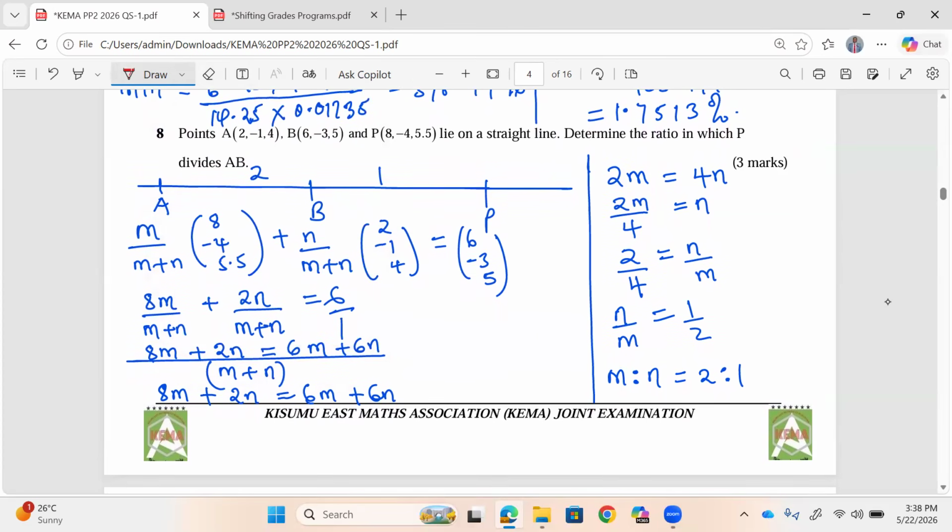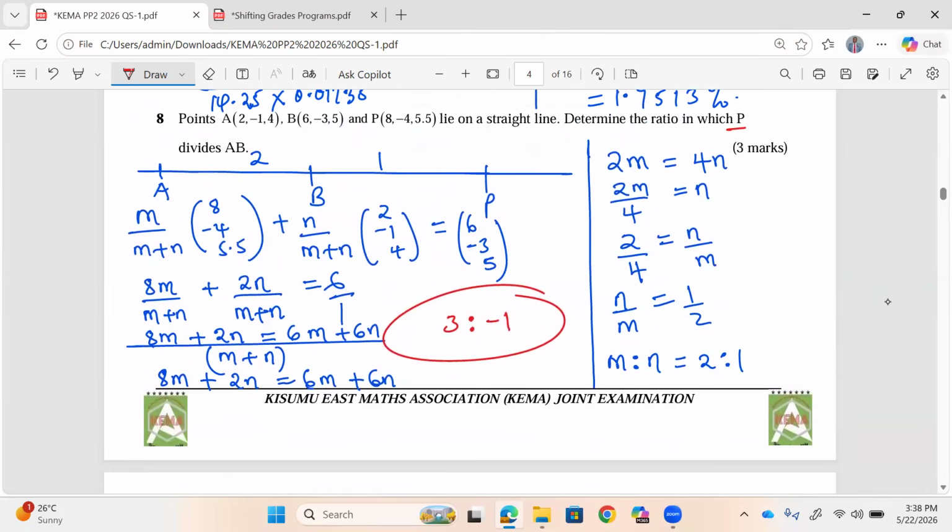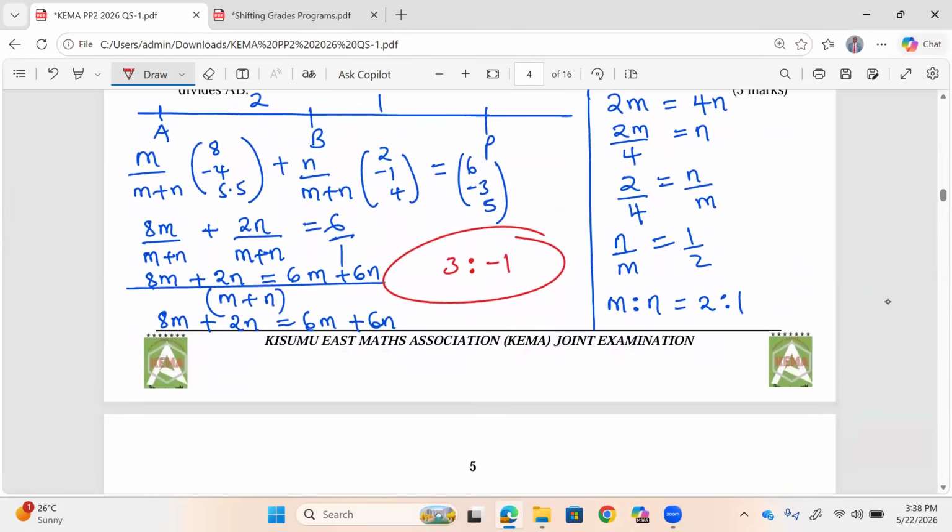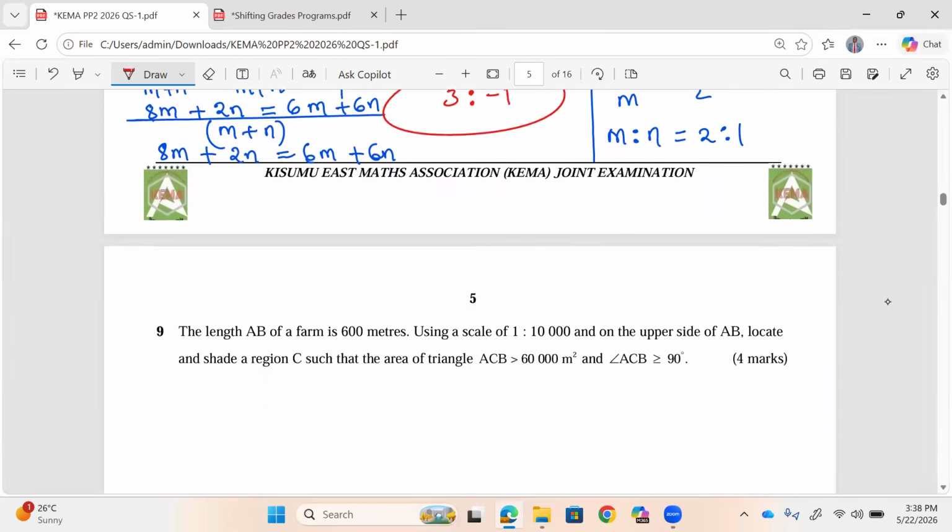Yes, that is it. So if that is so, then we can come up now with the ratio that we are talking about. The ratio in which P divides AB. From A to P, we have a total of 3 proportions. Then we move backwards to B, 1 proportion. So it's an external divisor. So the ratio should be containing a negative like that. So the ratio is 3:1. That is the ratio in which P divides AB, an external division. That is a very good question.